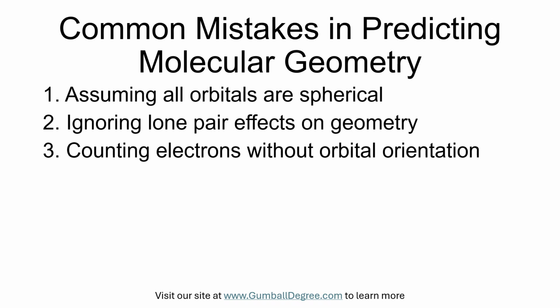Some students try to use only electron counting without considering orbital orientation, and that misses how overlap direction changes bond strength and angle, so always think about where the lobes point when you draw a shape.